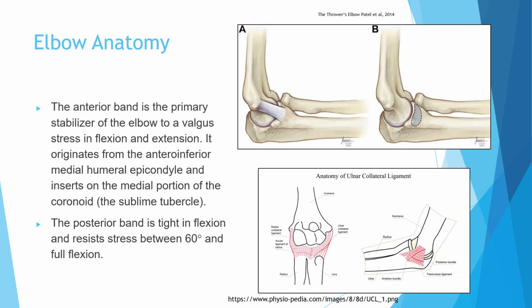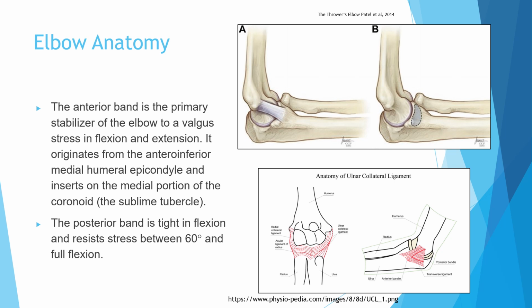So the most important part of the medial complex, as we said, is the anterior band. The anterior band is the primary stabilizer against valgus stress, whether the elbow is in flexion or extension. And that anterior band originates from the anteroinferior surface of the medial epicondyle and it inserts into the sublime tubercle of the coronoid process.